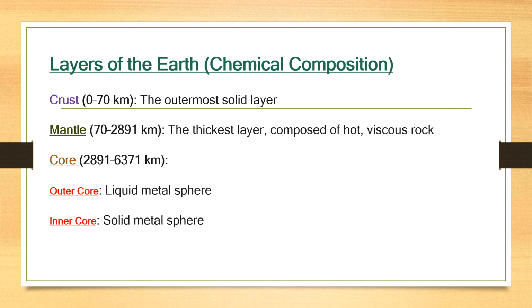Then from that 2891 kilometers to the next 6371 kilometer deep is the core, which we can classify into outer core and inner core. As we discussed earlier, that outer core is a liquid metal sphere and inner core is solid metal sphere. You know friends, different minerals are also found in these different layers, which also we are going to discuss in my coming videos.